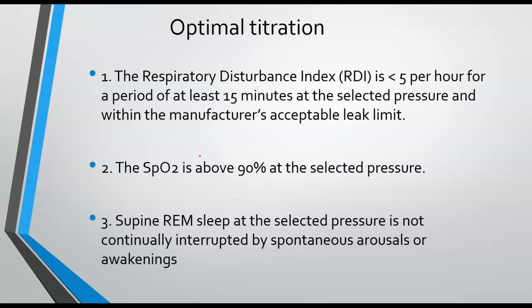The SpO2 is above 90% at that selected pressure, and there is supine REM sleep, which is not continually interrupted by spontaneous arousal or awakening. So, in short, if you have your AHI less than 5 with uninterrupted supine REM sleep, with a saturation above 90%, that is called an optimal CPAP titration.